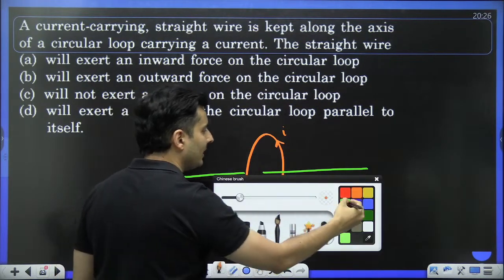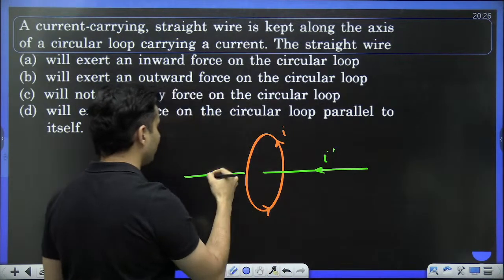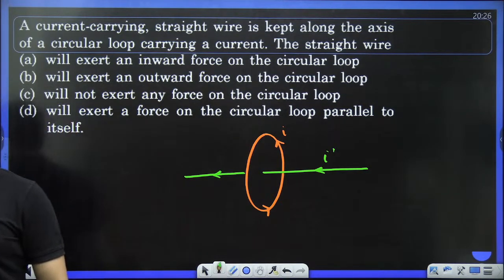That will create its own field. And there is another wire which carries some another current, let's say I prime. So think about it. Will there be any force? How will the force be? Outward, inward, etc. Come on. Come on, my dear students.